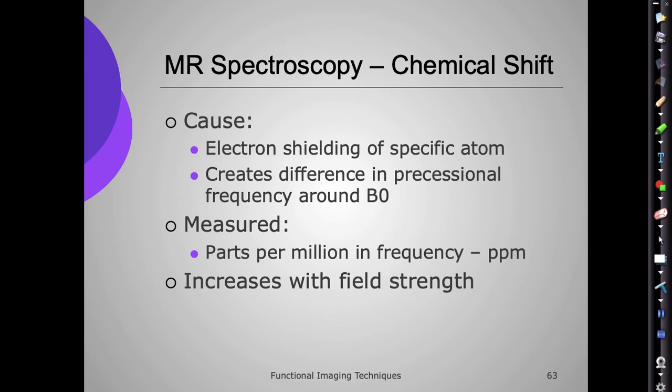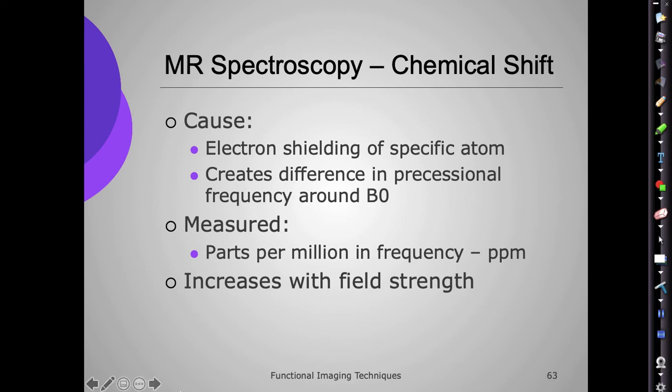Chemical shift is caused by having differences in precessional frequencies of tissues around the static magnetic field. And these tissues are made up of atoms, and the atoms have a certain amount of electrons in their orbiting shells. Depending on how many electrons they have in those orbiting shells, it will change how those particular tissues react to the static magnetic field. They might be more attracted than, say, some other tissues.